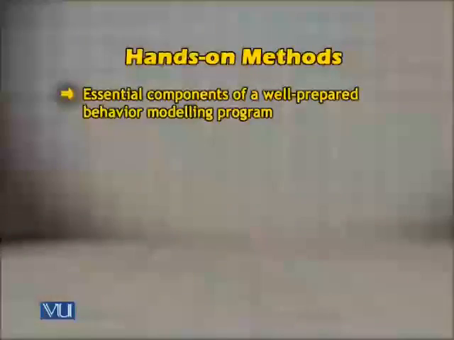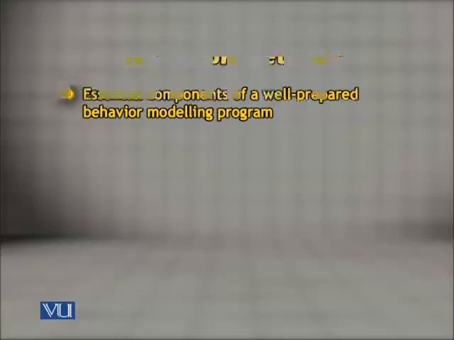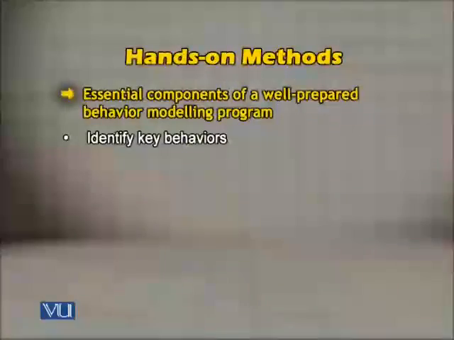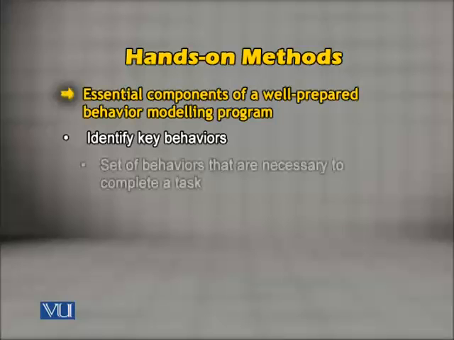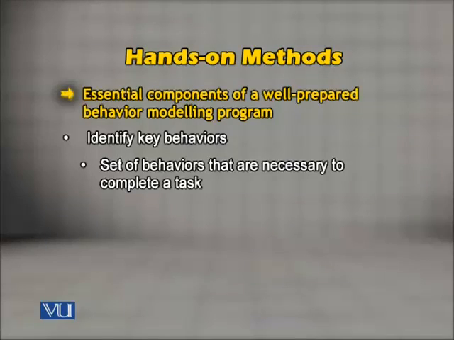of cooking. So when you are using behavior modeling and you are developing a behavior modeling program, there are some essential components of a well-prepared behavior modeling program. When you are designing a program of this type, what you should do is start by identifying key behaviors. What are the key behaviors that are involved in carrying out the task? What is a key behavior? It is a set of behaviors that are necessary to complete a task.